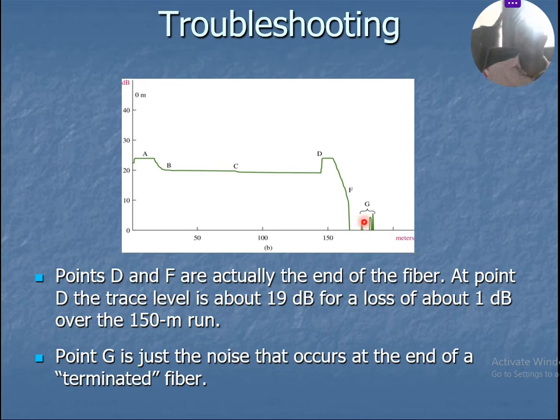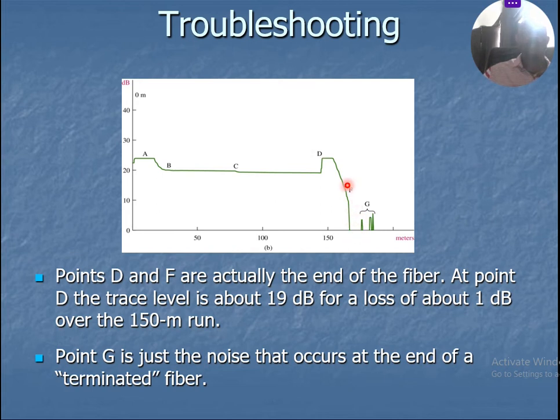Point D and F: look at D, it starts from here and goes all the way to this place, and then F starts from here and goes all the way to the end of this place. So this is obviously the end of the fiber cable. What you see at G is the noise, or terminated part of the noise that comes in at the termination of the fiber. So we say point D and F are usually the end of the fiber.